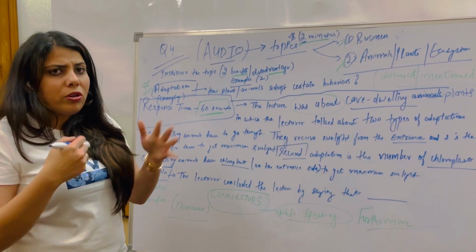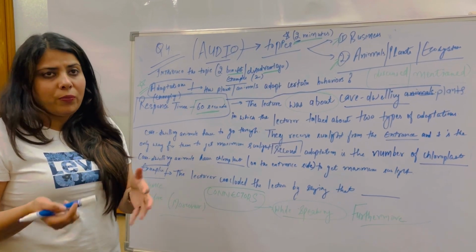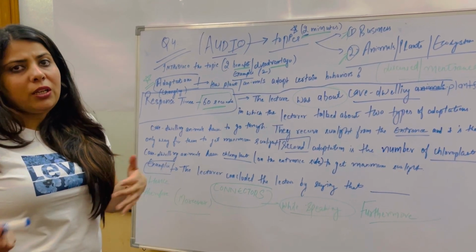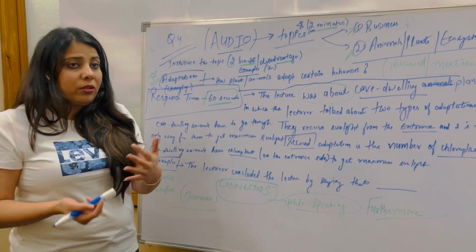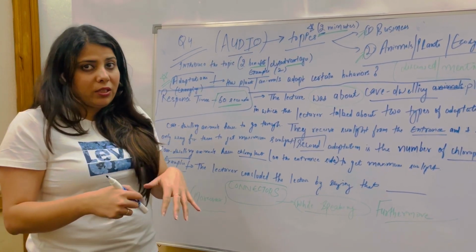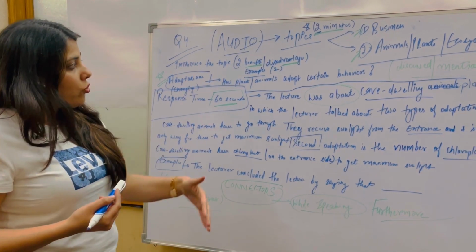When you listen to the audio, you will get to know about the examples also of some plants which go through these kinds of adaptations. And finally, she concluded by saying that cave dwelling plants use these two types of adaptations to survive or in order to get their food. So this is how you should answer the whole question.